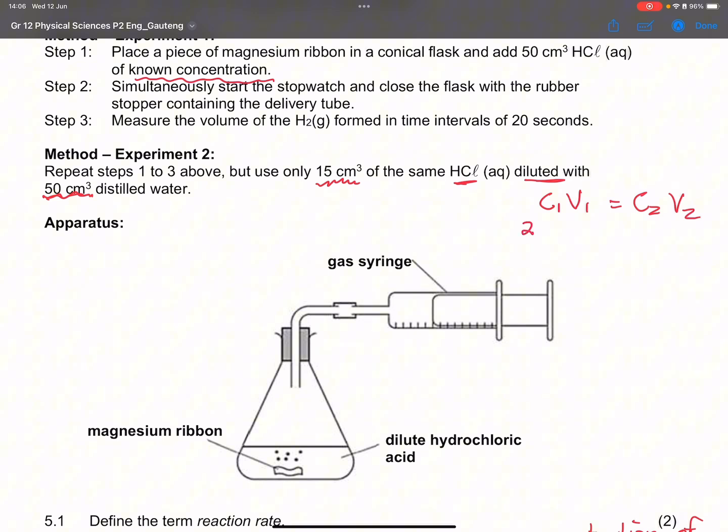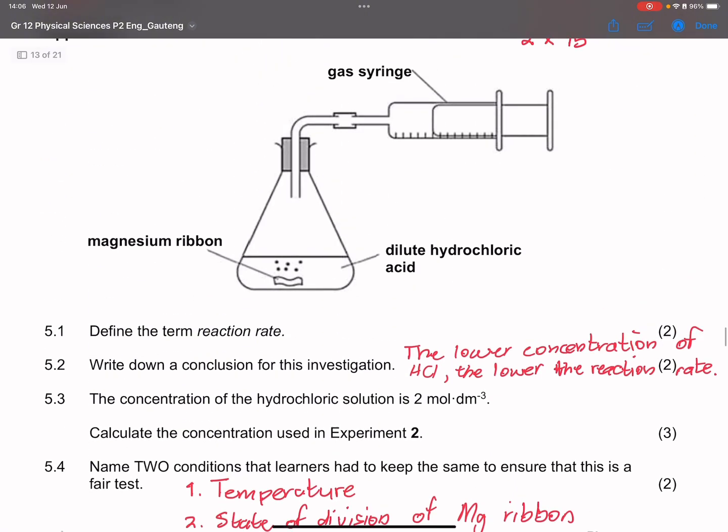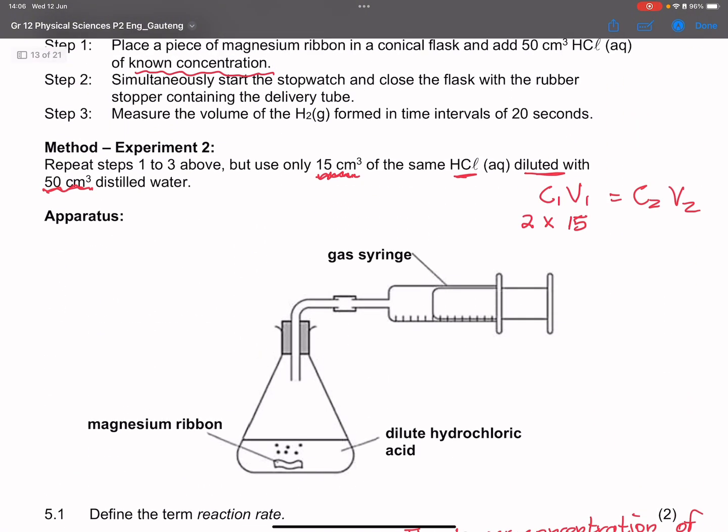Remember, they said it was 2 moles per cubic decimeter. Now I'm going to keep my volume in cubic centimeters. So initially, it was 15, okay? And there's nothing wrong if I keep it in cubic centimeters here, because my other volume is also in cubic centimeters. If you decide to convert it, divide it by 1,000, but what you do on the left, you'll do also to the one on the right as well.